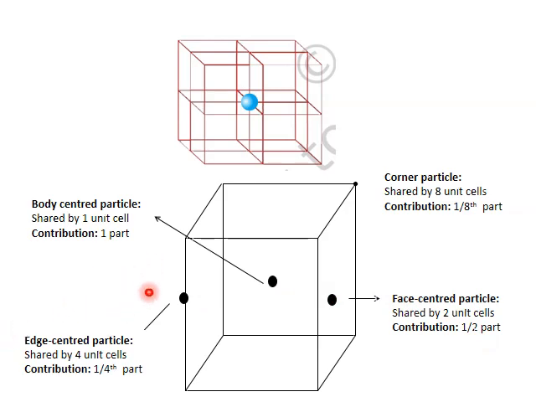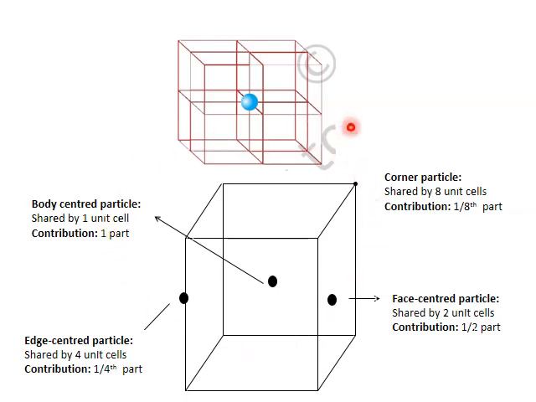If you take a particle present at the edge center, this is the edge of a unit cell, at the center we find a particle here. Whenever a particle is present at the edge center, it will be shared by 4 unit cells. Suppose I keep the pointer over here, it appears as a particle which is present at the edge of a unit cell, and this is becoming common for the other 4 unit cells. So always an edge center particle will be shared by 4 unit cells, and its contribution will be equal to 1 by 4.